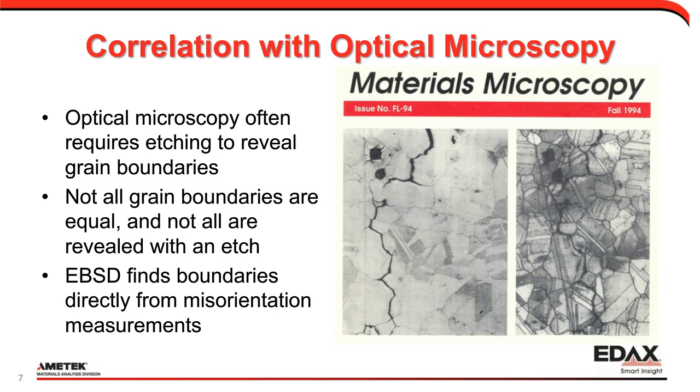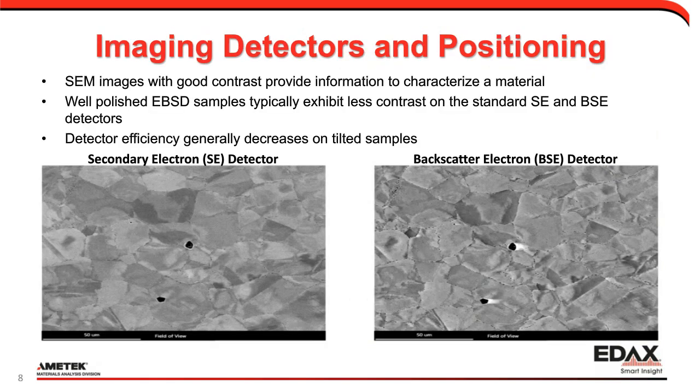Thinking in terms of SEM images, SEMs now come with a number of different detectors. Usually they'll give us good contrast. So this is an example from a secondary electron detector and a backscattered electron detector. We see nice grain contrast.